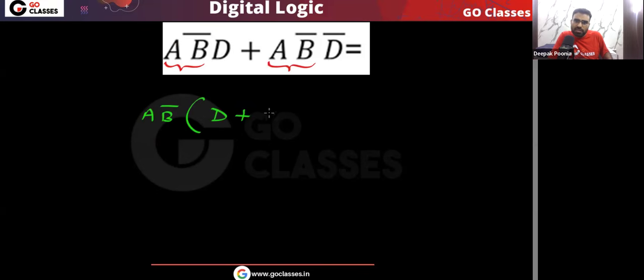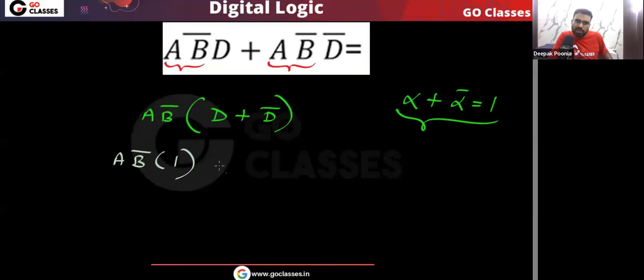Inside what you will get? You will get D or D bar. Now we know that alpha or alpha bar is equal to 1. Very simple. So here you will get A B bar, inside you will get 1. Now we also know that alpha and 1 is same as alpha. So finally you will get A B bar. That's it. This will be our answer.